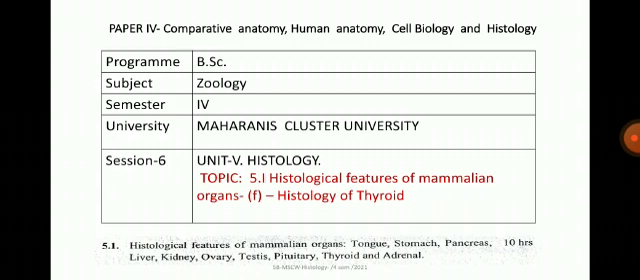In the previous session, I had spoken about the histological structure of liver. I am sure you have followed the same. And today, let us learn about the histological structure of yet another mammalian organ, which is an endocrine gland called thyroid gland.